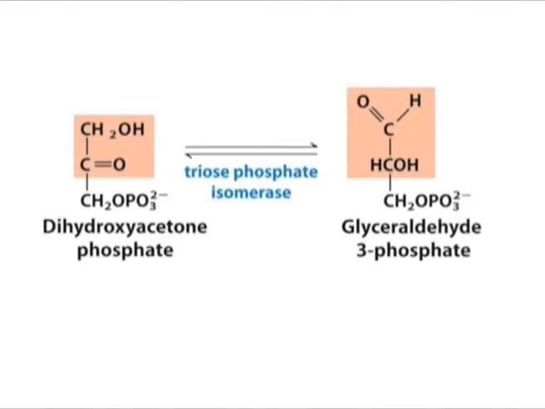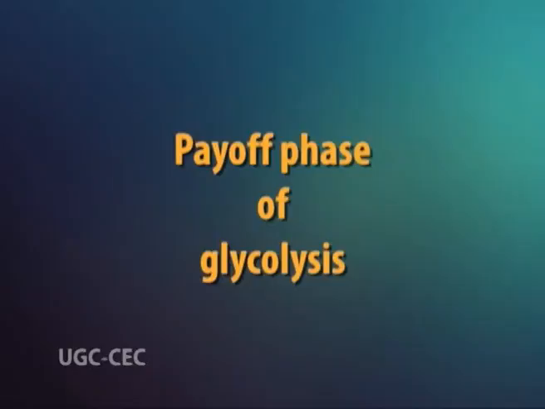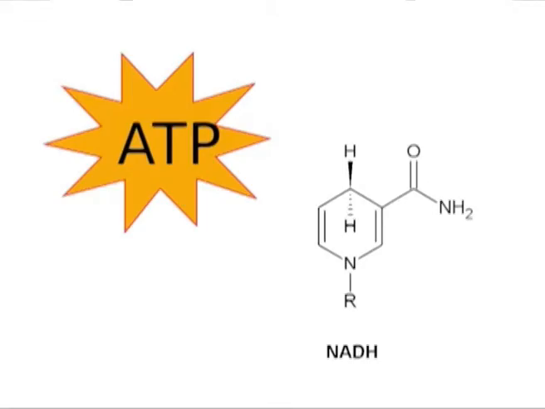At this point in the glycolytic pathway, we have two 3-carbon molecules, but have not yet fully converted glucose into pyruvate. So, here comes the next step, which is the payoff phase, in which some of the chemical energy of the glucose molecule is conserved in the form of ATP and NADH.